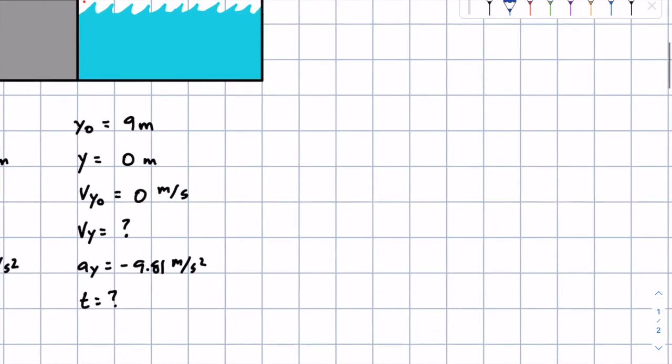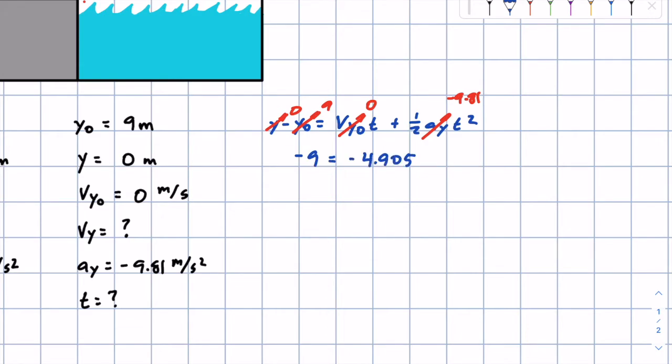So I've got the long equation, y minus y naught is equal to vy naught t plus 1/2 ay t squared. Now we know that the final y is 0. We know the initial y is 9. We know the initial velocity in the y direction is 0, so that's going to zero out that term. And acceleration due to gravity is negative 9.81 meters per second squared. Okay, so what we're left with is negative 9. Oh, shoot, said I was going to do it in blue. Negative 9 is equal to negative 4.905 t squared.